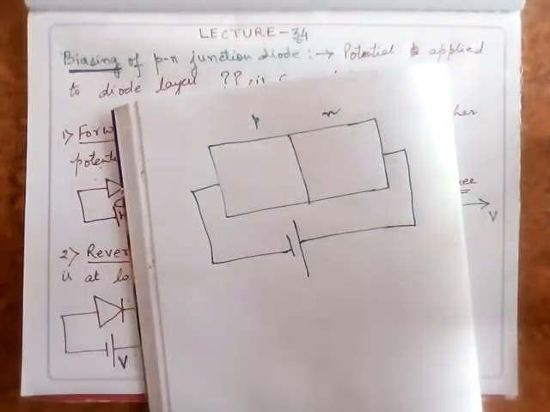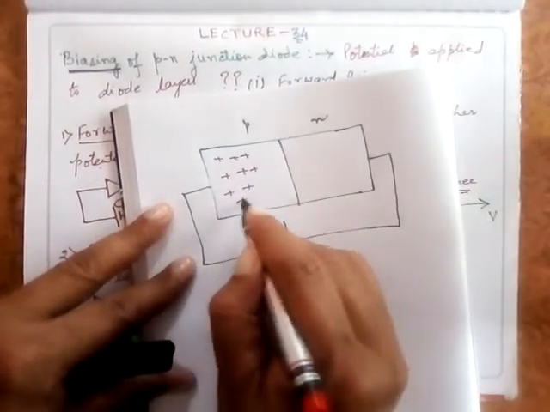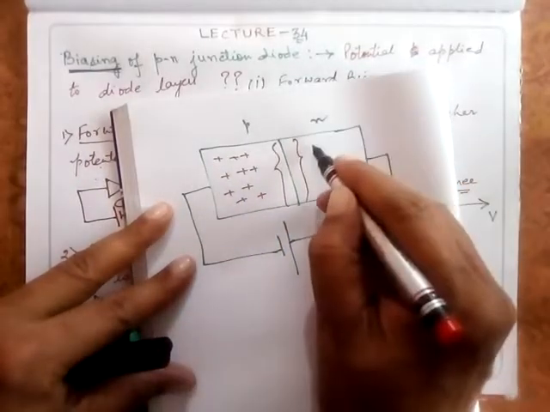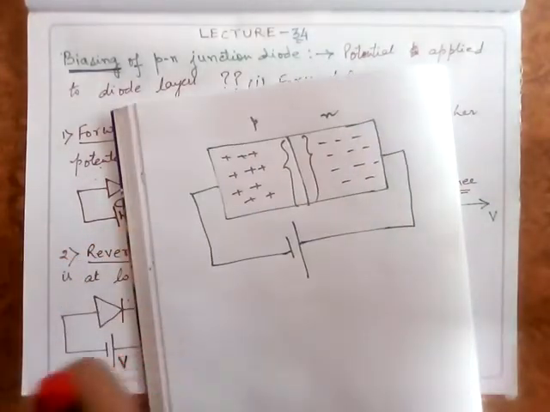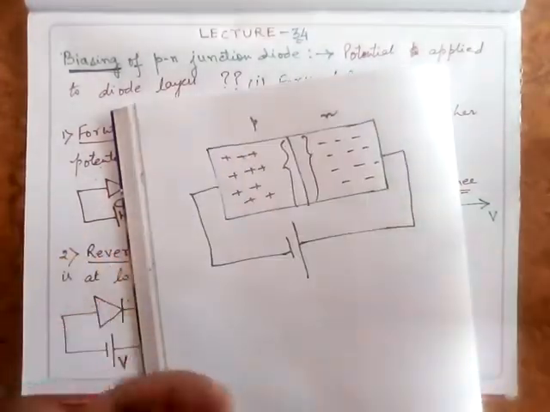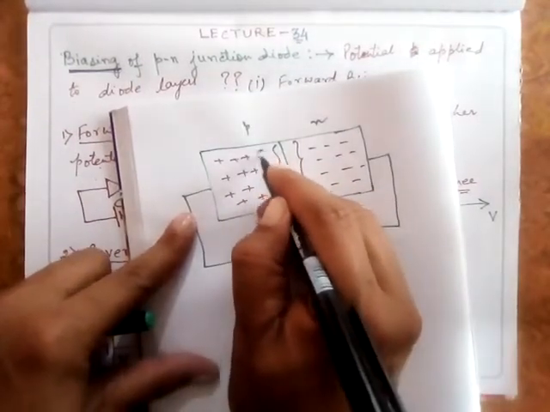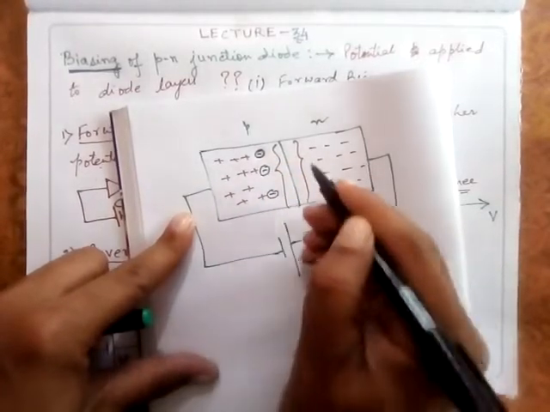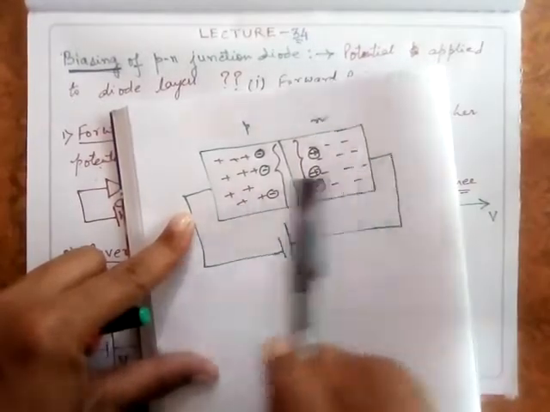Now naturally this P layer will have the majority of electrons. This is a barrier potential already, I'm showing it here. Of course, here you will have negative ions, here you will have negative ions also. Don't forget about these ions. And here you have the positive ions, along with these electrons and holes here.